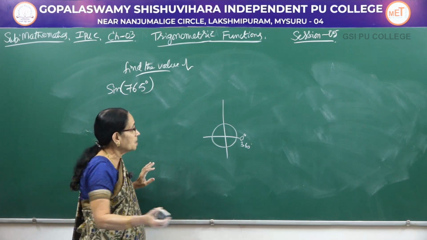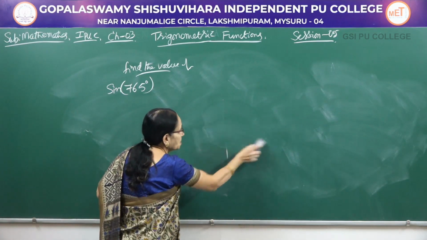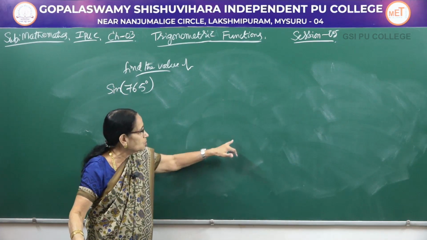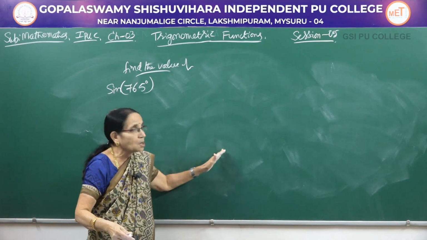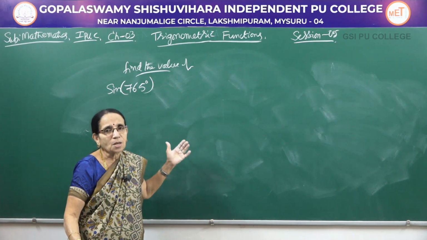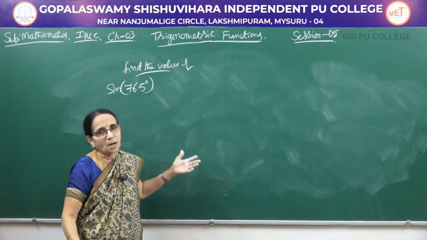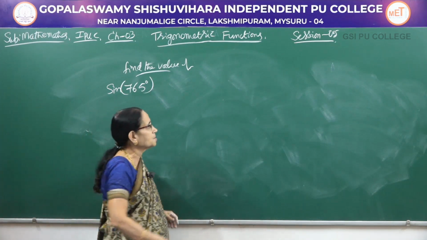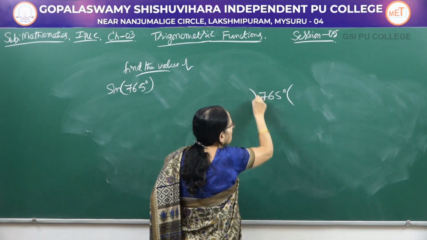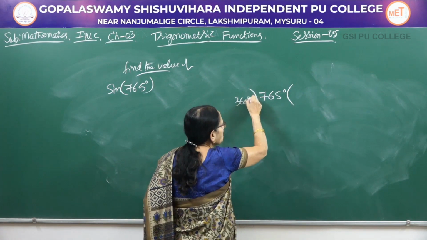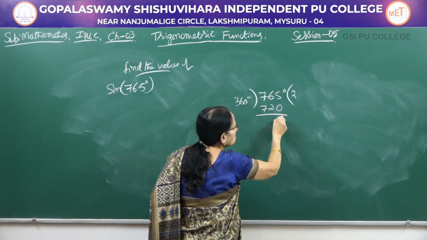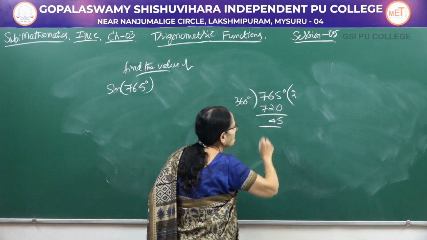So, here instead of subtracting again and again, because once you go around the origin here, you will be completing 360 degrees, each time instead of subtracting, you divide by that one. That is a method I suggested you. So, write it as 765 divided by 360. Now, you can see that you can divide 2 times here. So, what is remaining? 45 degrees.